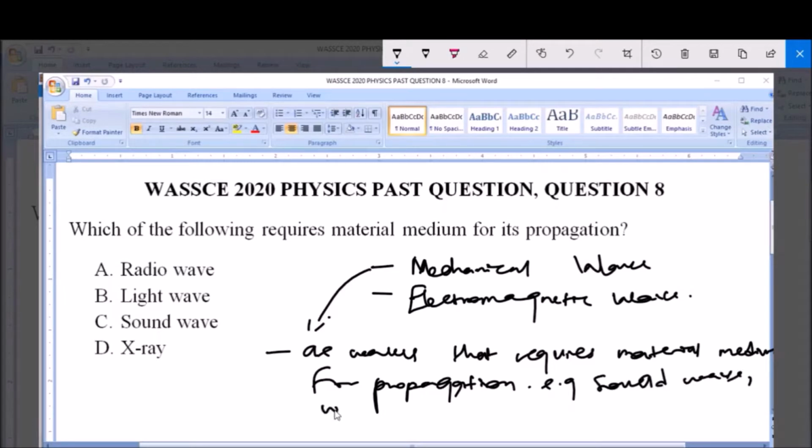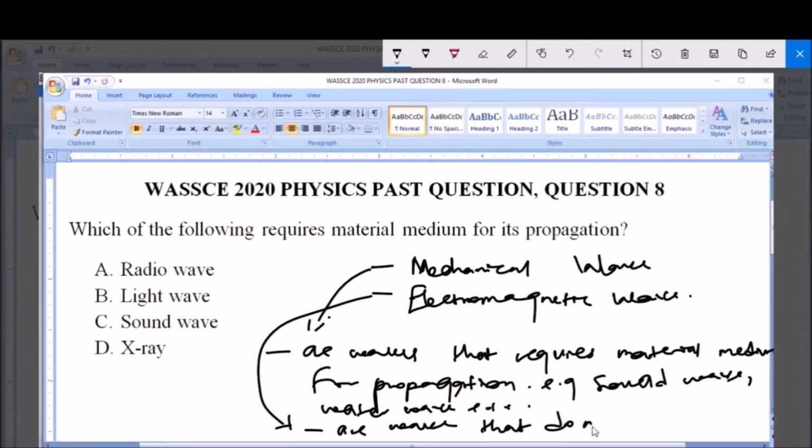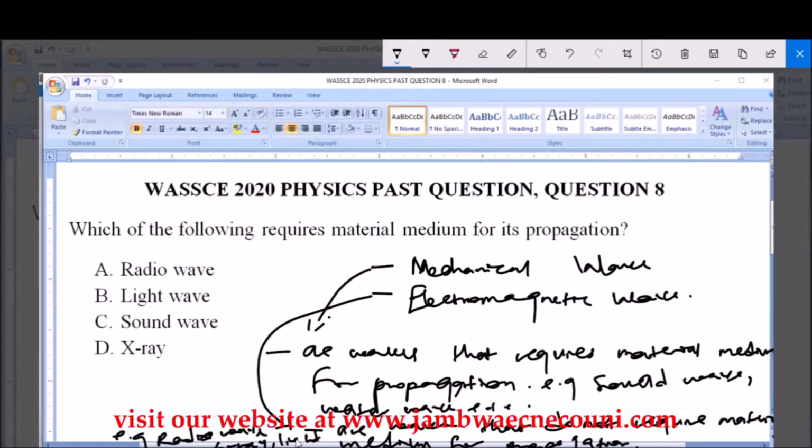Examples of a mechanical wave include the sound wave, the water wave, and so on. Now, electromagnetic waves, on the other hand, are waves that do not require material medium for propagation. Examples of these waves are the radio wave, the X-ray, the light wave, and so on. This electromagnetic wave can be propagated in a vacuum. You know, a vacuum is an empty space.